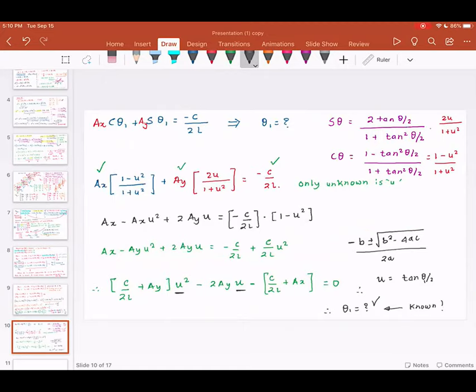And this mathematical trick is expressing sine theta as 2 tan theta by 2 divided by 1 plus tan square theta by 2, which is nothing but 2u divided by 1 plus u square, and cosine theta as 1 minus u square divided by 1 plus u square. Once you substitute all this in the equation in terms of u, we will find out the value of u. Tan inverse of u gives me theta 1. Please note, it's a quadratic equation. So you are going to have two values of u, u1 and u2.